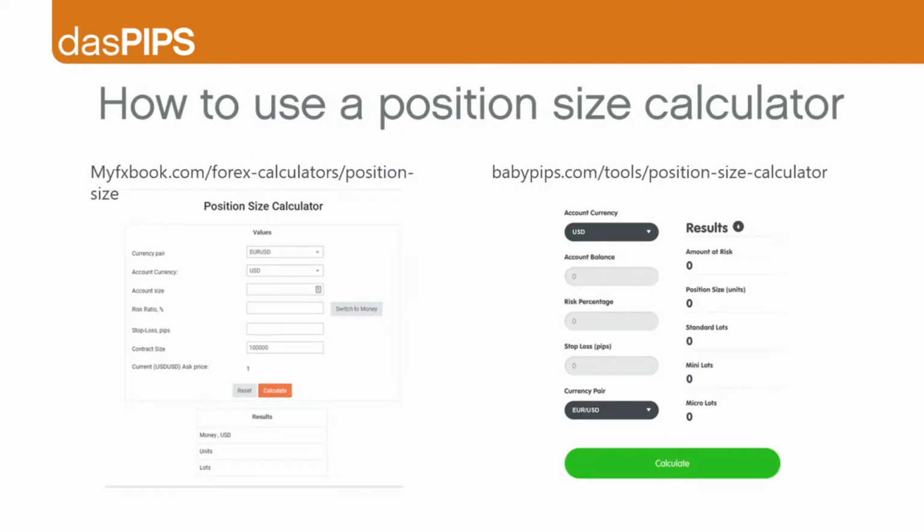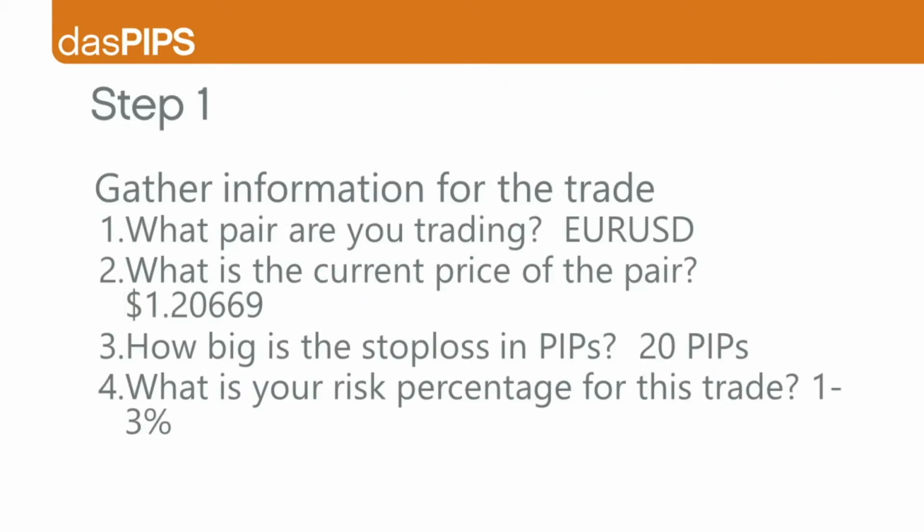There's many different position size calculators on the internet. I've put 2 of them up here. Both links will be in the description, but I'm going to go over the MyFXBook Forex position size calculator first. That's the one that I use, and I find it the easier one to use because of a couple things I'll show you. So step 1, before we get into a trade, we need to figure some things out.